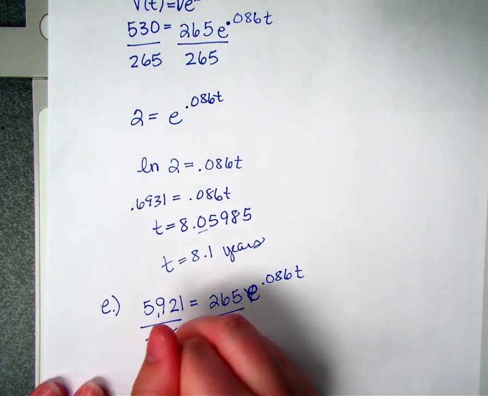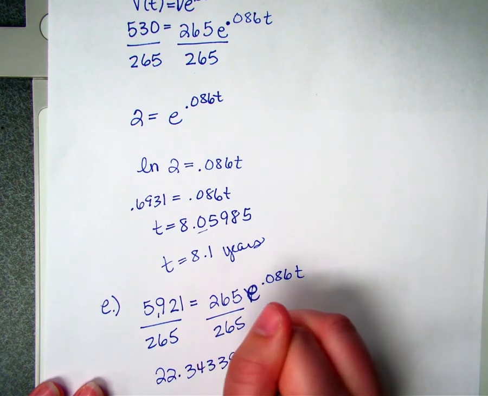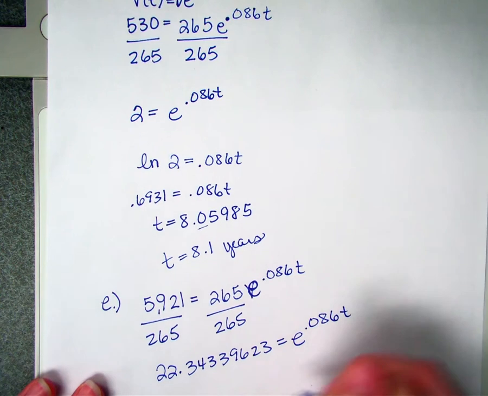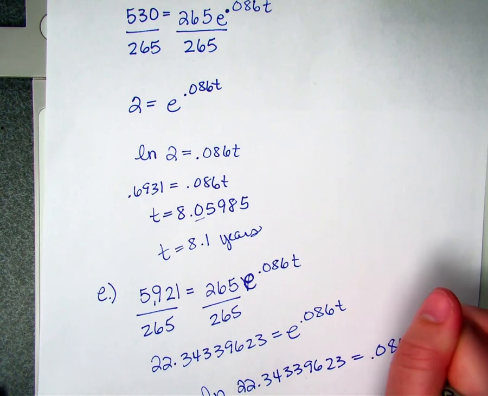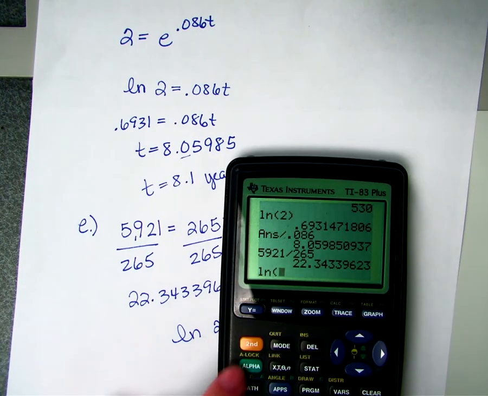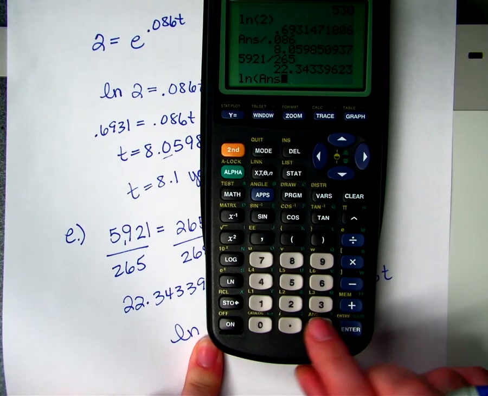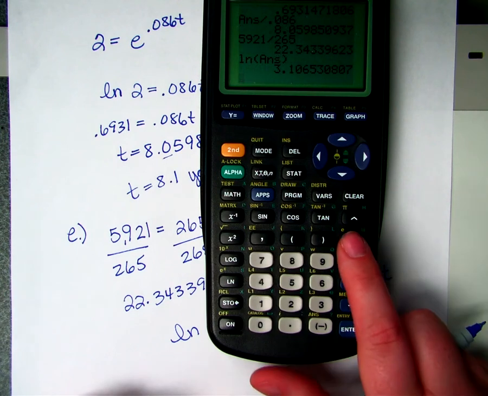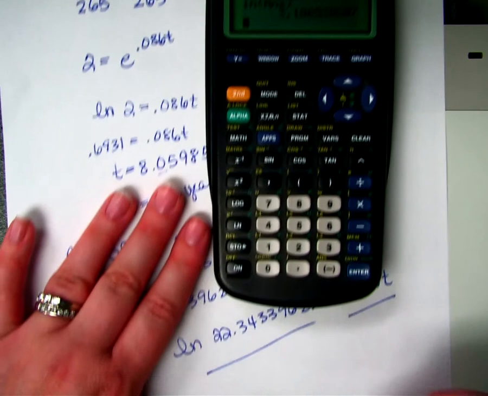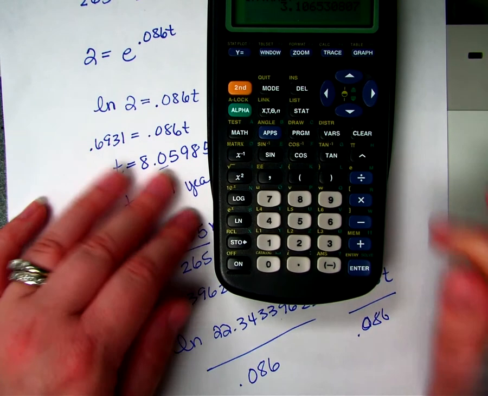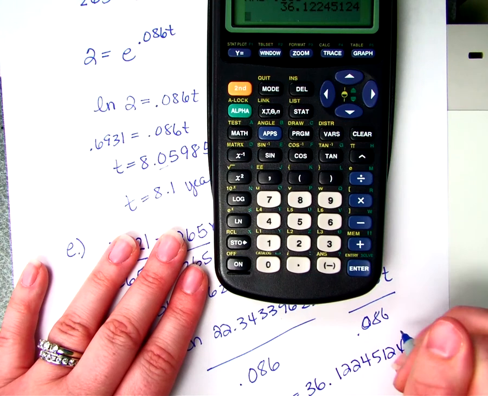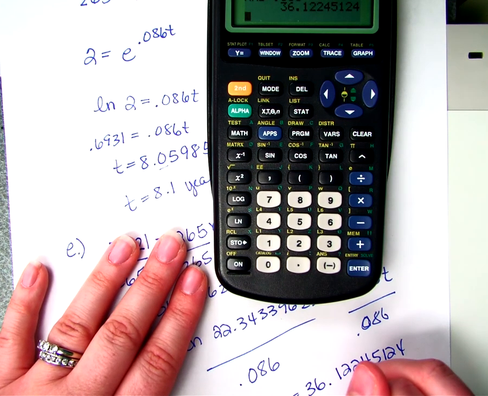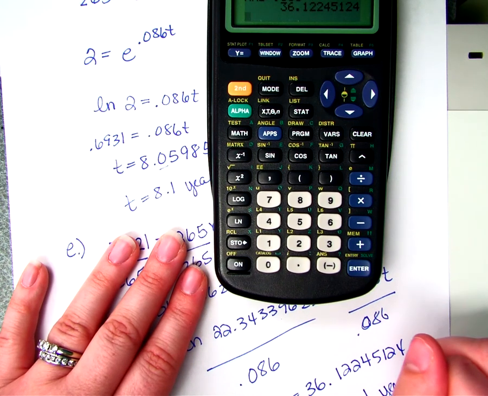This gives us 22.3433963 equals e to the 0.086t. Turn this into a logarithm to get that unknown variable out of the exponent. In your calculator, you're going to do the natural log of that number you just found. So just hit second and the negative sign. It'll bring up that value for you. You don't have to type it in. Hit enter, and then you're going to divide both sides of this equation by 0.086. So you get t equals 36.12245124. It asks you to round to the nearest tenth of the year. So this is 36.1 years.